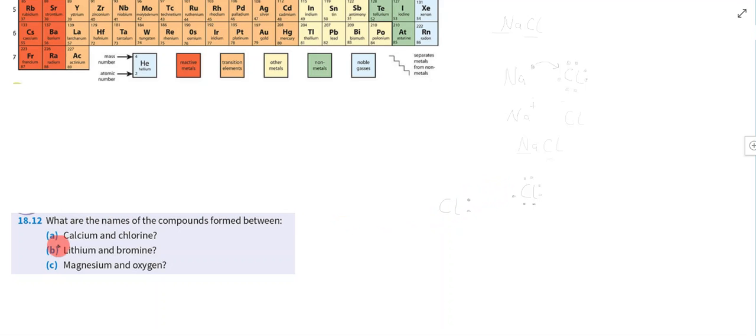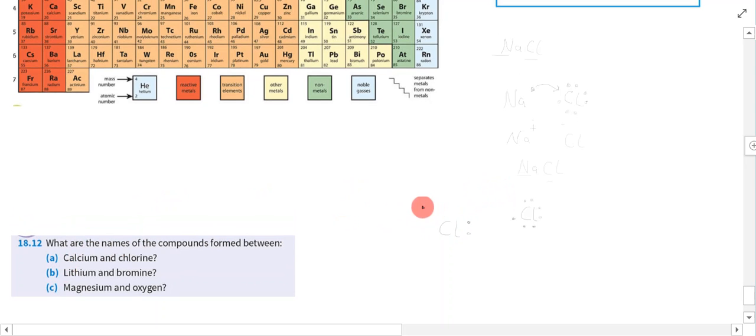So if you think about calcium, I should write this symbol here, it should be Ca. So that's calcium, that's the proper symbol for calcium.